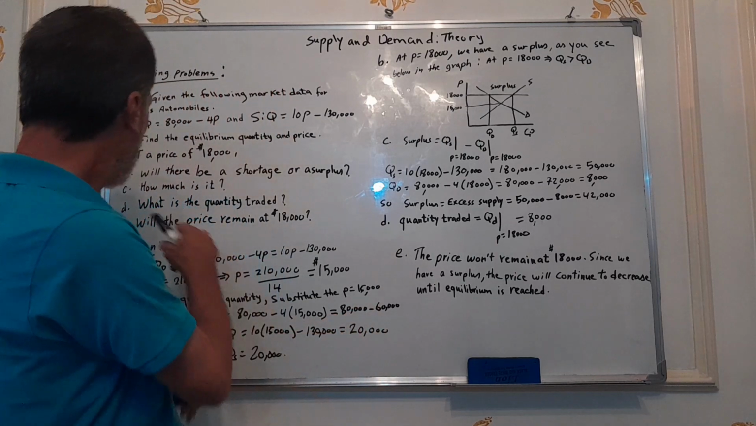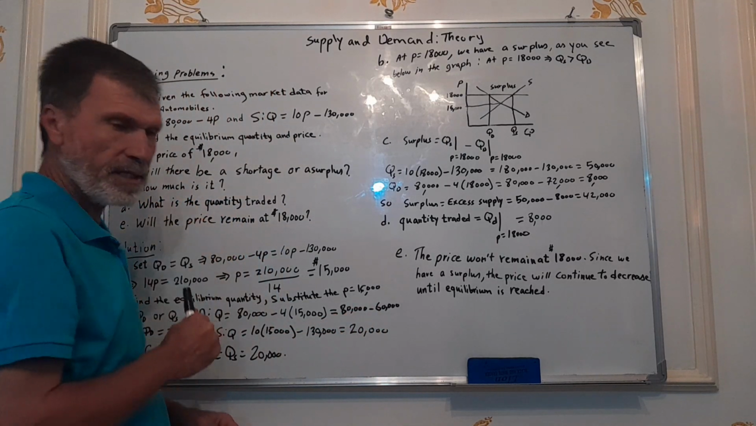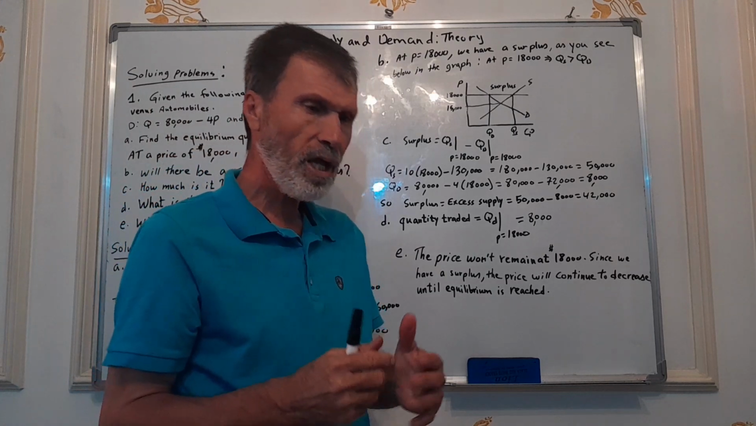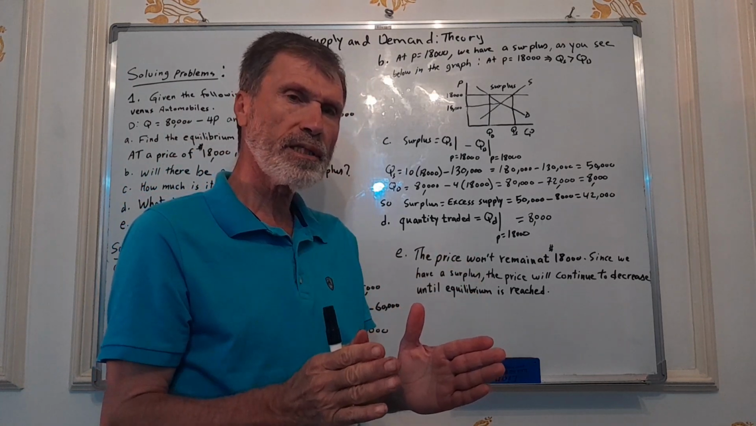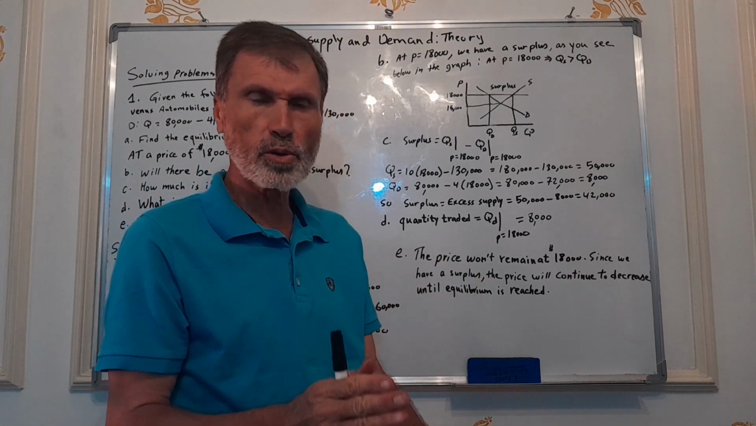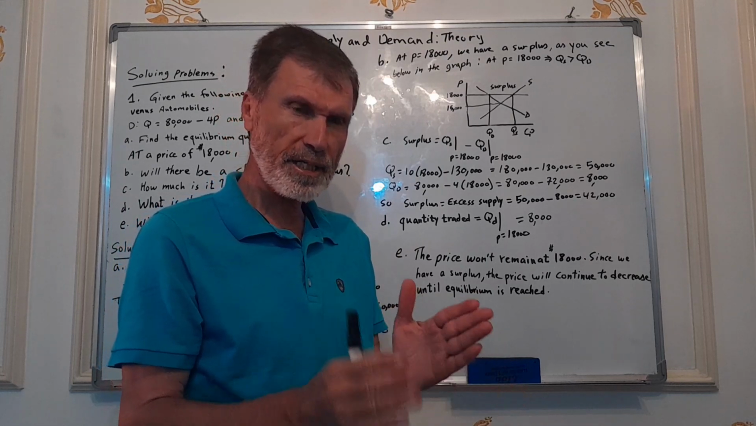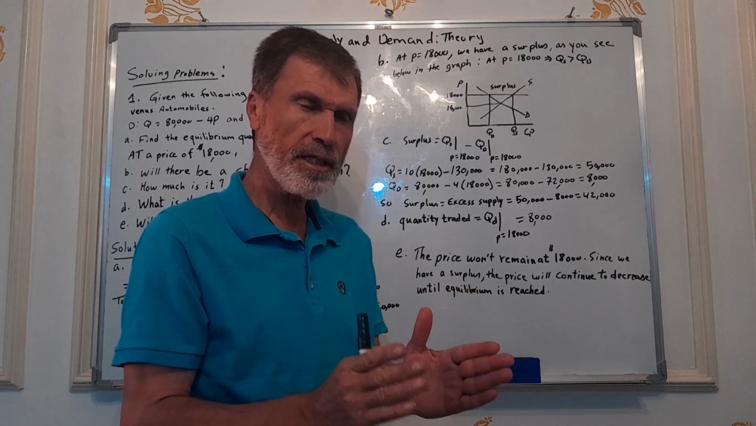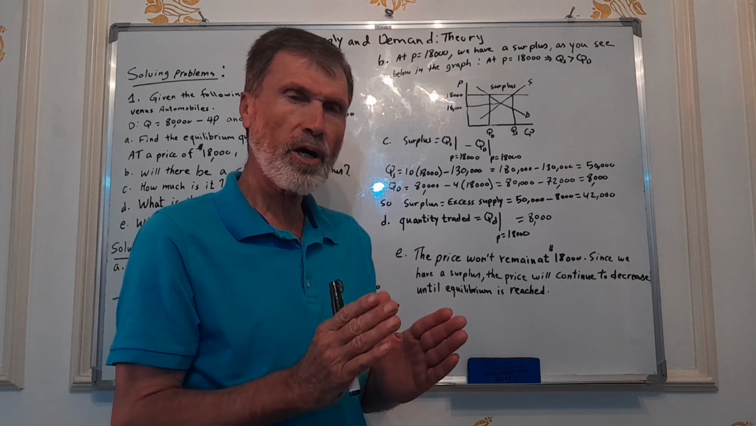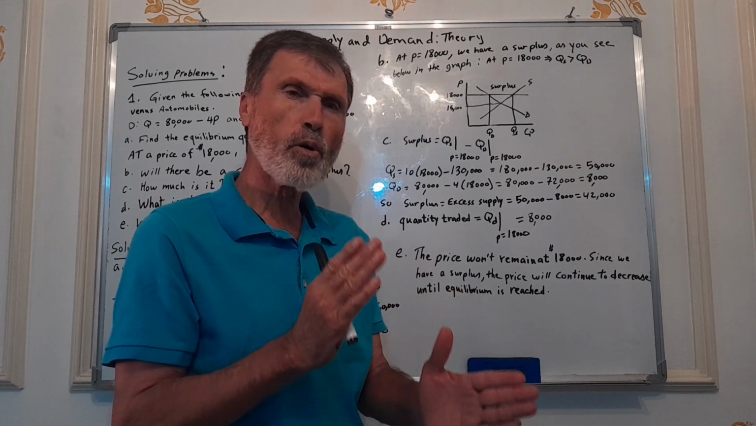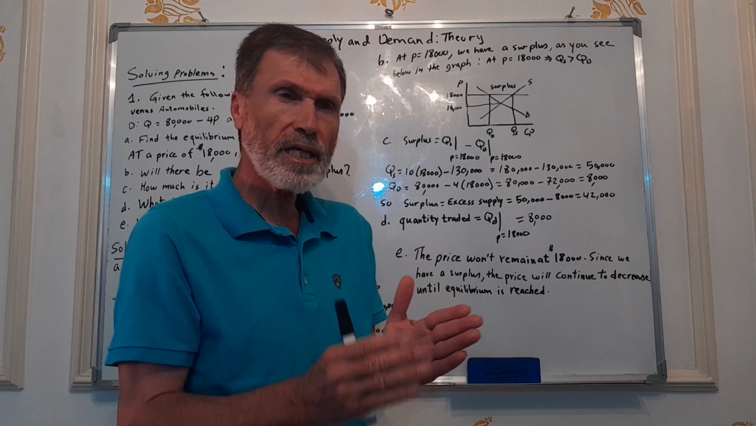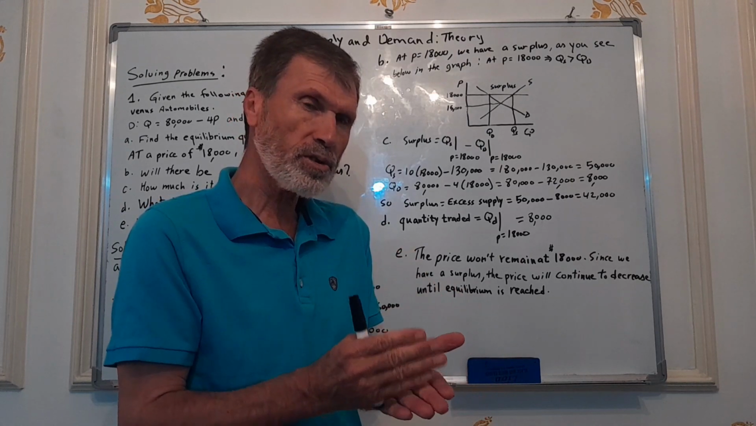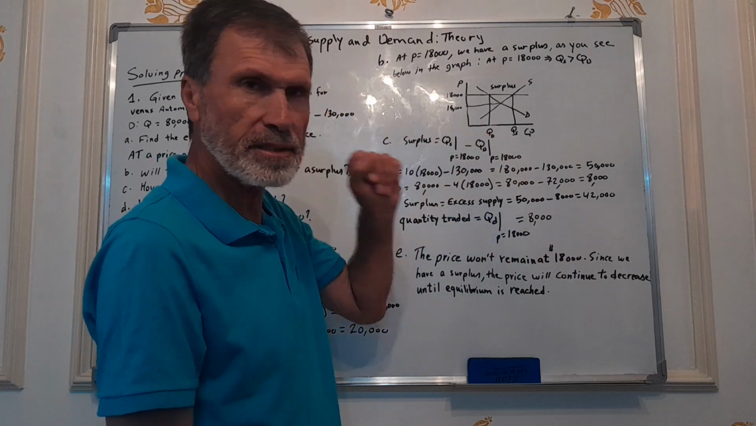Part D says, what is the quantity traded? What is the amount that is bought and sold? When the question is asking you about the quantity traded, it is asking you about the quantity that is bought and sold. The quantity that is bought and sold is the quantity demanded.